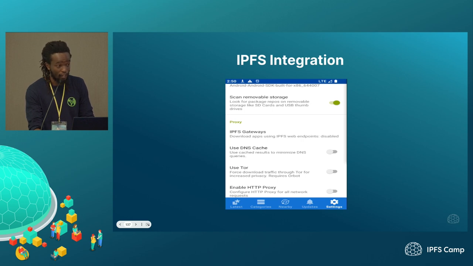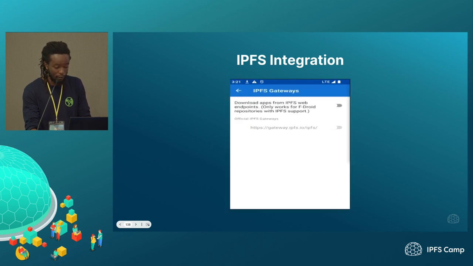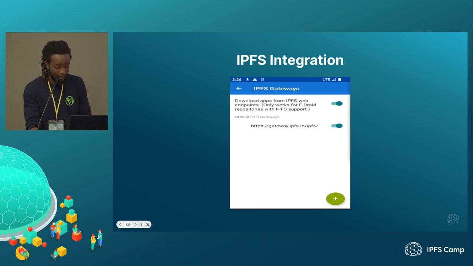This can be seen when you go to the settings option of the app. Scroll down, and you'll see a proxy with IPFS gateways. You tap on it and then select download apps from IPFS web endpoints. This only works for IPFS supported repositories. The default gateway that we used was the IPFS.io gateway, so you could just check it. However, if you have your own custom gateway, you could add it. There's ongoing work whereby you can add your own gateway and access content from it. So this is selecting support for IPFS gateway. You can see from the slide, just toggle the button and then it gets turned on.